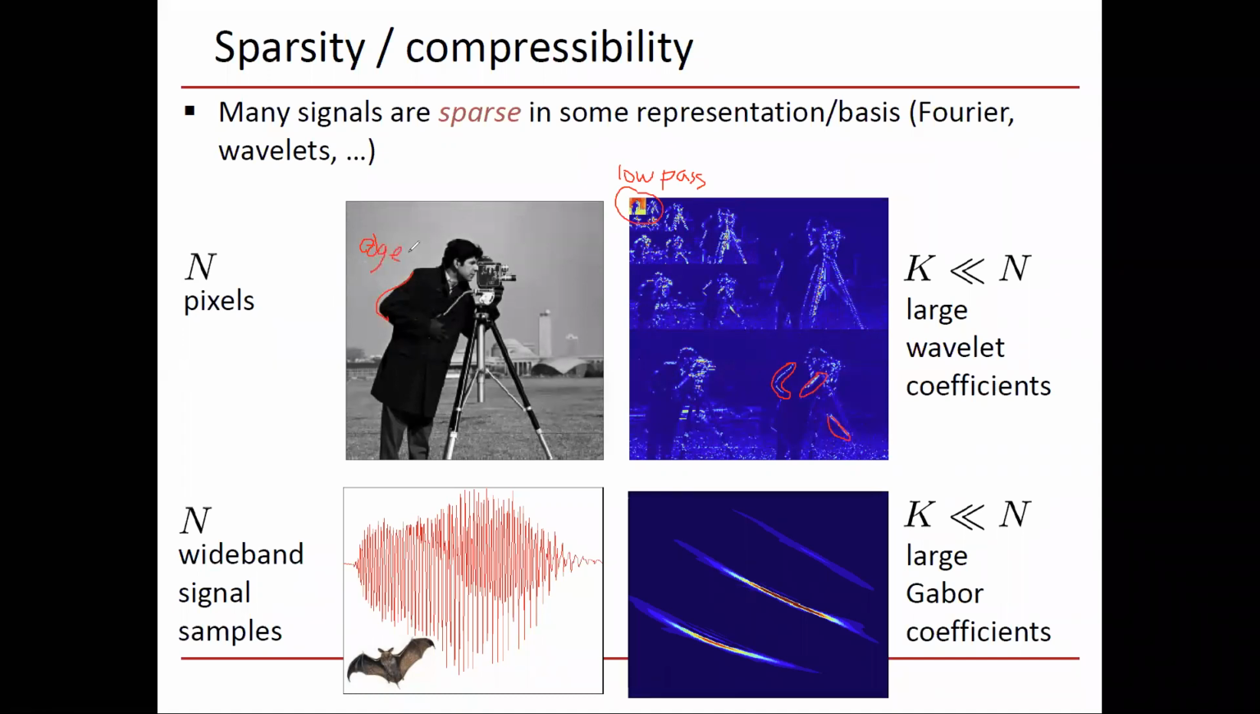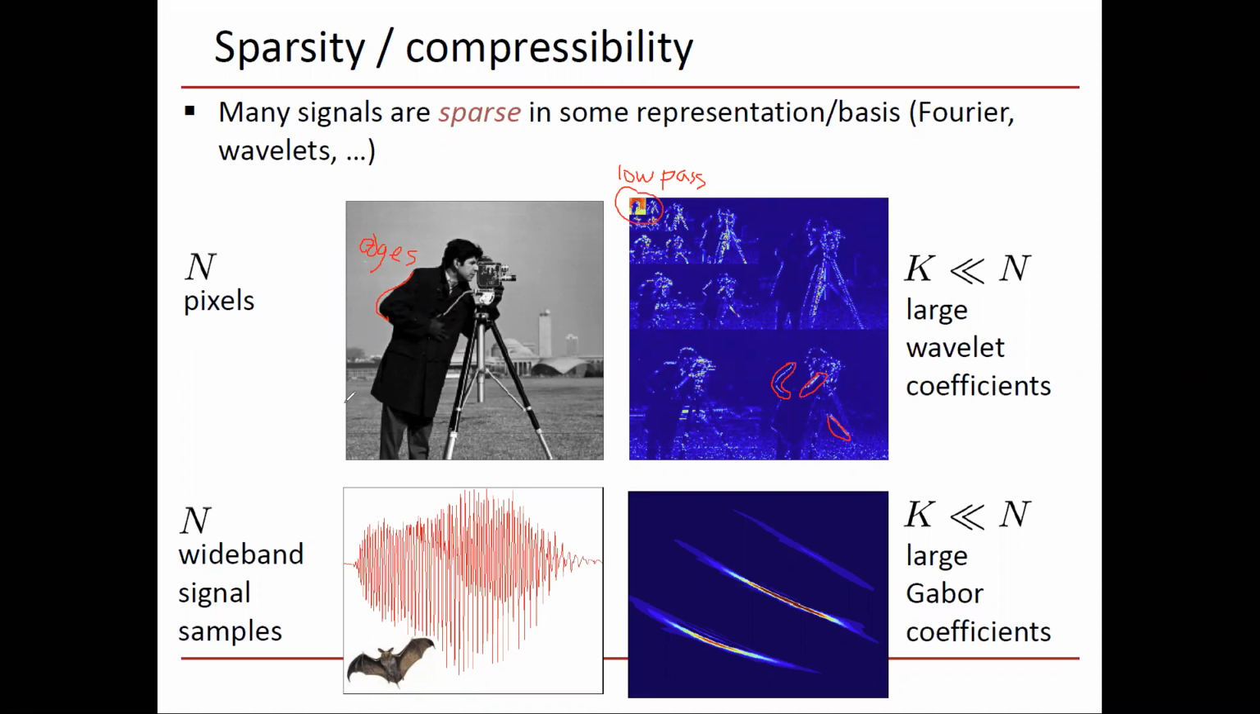But the big picture is as follows. We had n pixels. We now have k significant wavelet coefficients. K is much smaller than n, and the large majority of wavelet coefficients are the blues. They're close to 0. That's a first example, an imaging example. And the second example, an acoustic example, is the chirp of a bat.